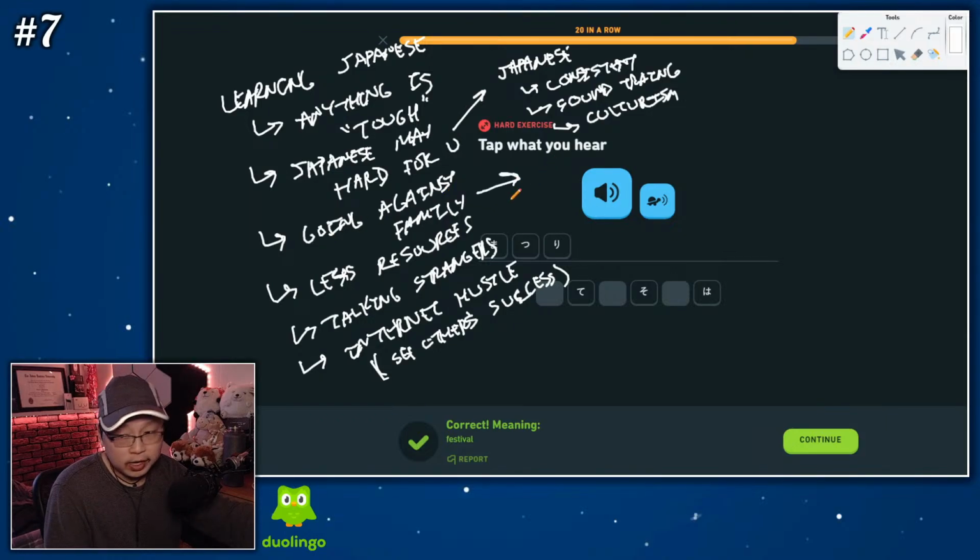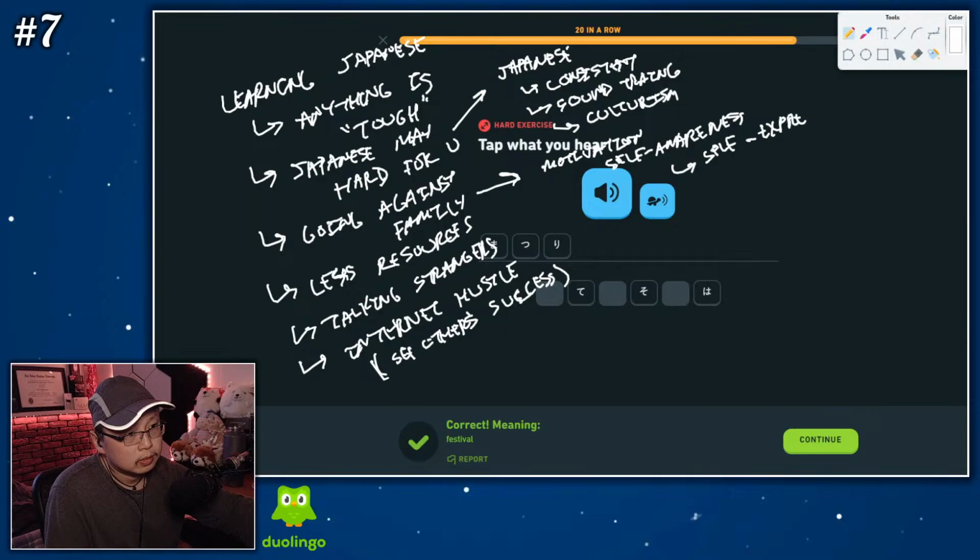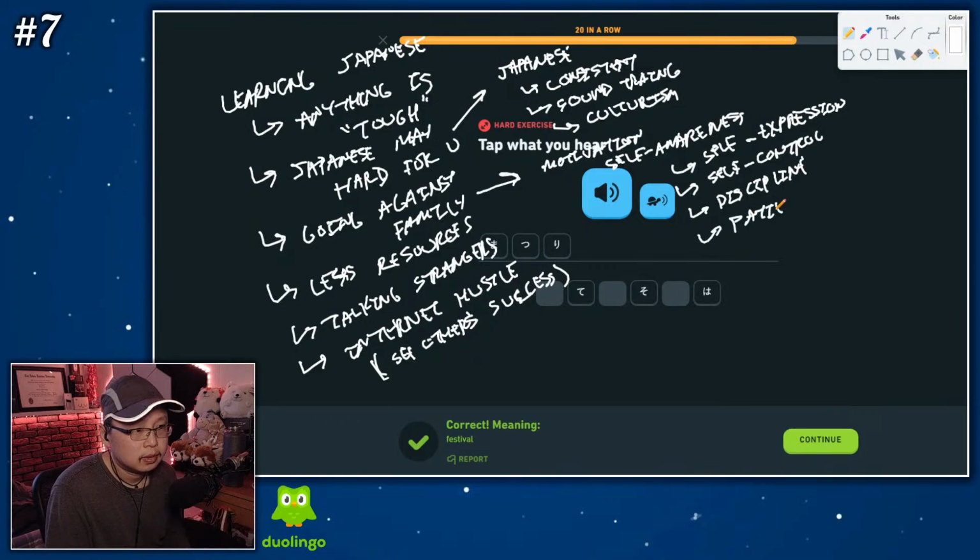Now we're going against family. Motivation, self-awareness, self-expression, self-control, discipline, patience, communication. The list keeps going. Compromise.